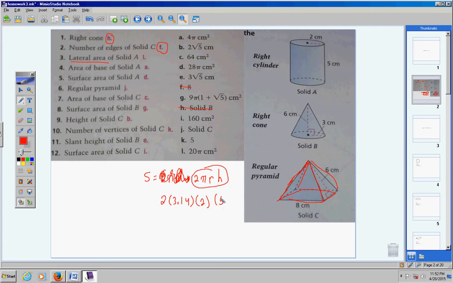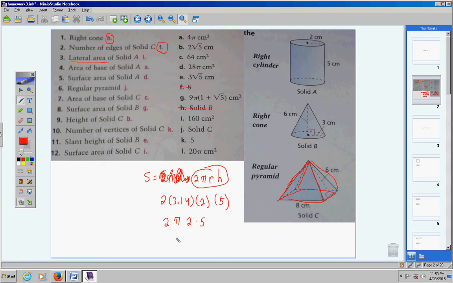Before you start typing all this into your calculator, do you notice how none of these answers are decimals? They're either written in terms of pi or with a square root. What that tells me is they don't want us to use 3.14 for pi. Instead, they want us to use pi. So I'm not going to put 3.14, I'm going to put 2 times pi times 2 times 5.